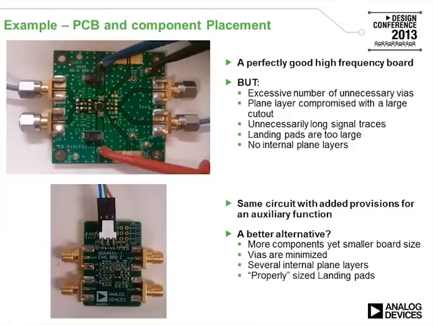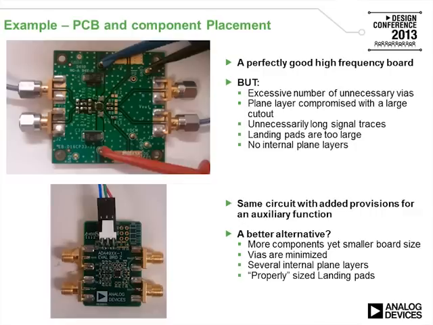Here are some more examples. On the top, there's a perfectly good high-frequency PCB. Several things to note. There's an excessive number of unnecessary vias. The plane layer underneath the vias is being perforated. There are unnecessarily long signal traces. The plane layer on the top is cut out, and there is a large void in there. And in this particular board, there are no internal plane layers, so you're relying on the planes that are chopped apart on the top.